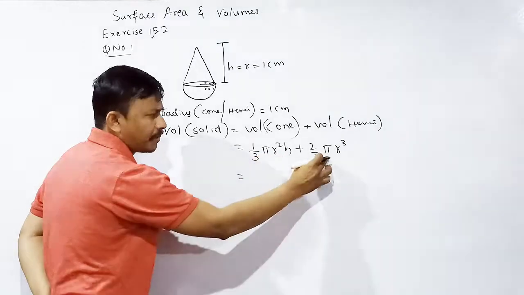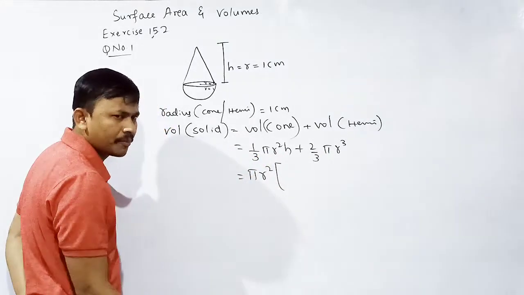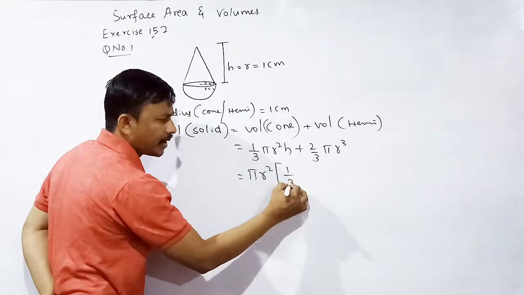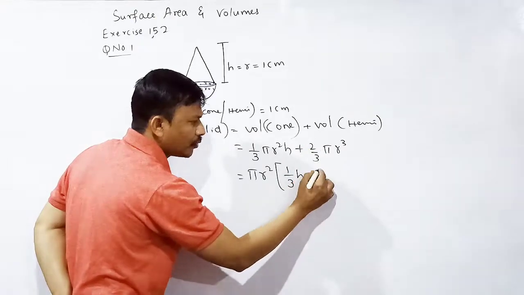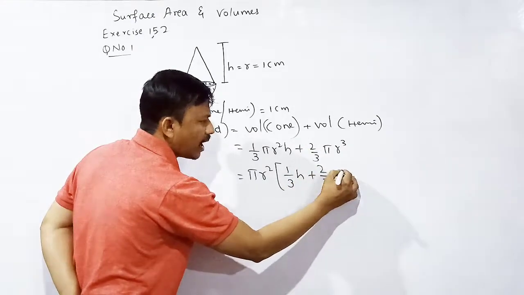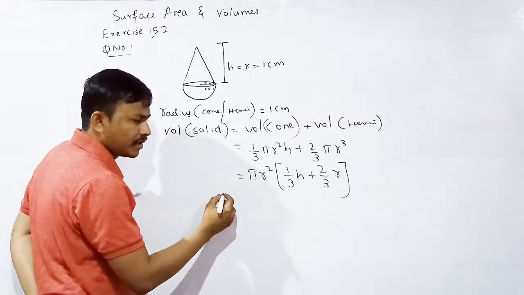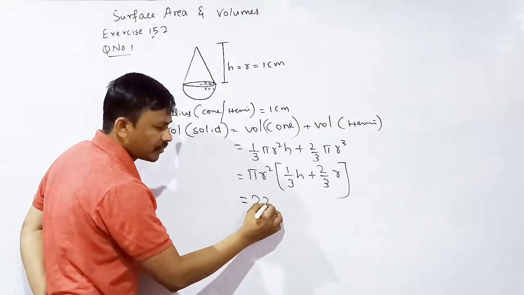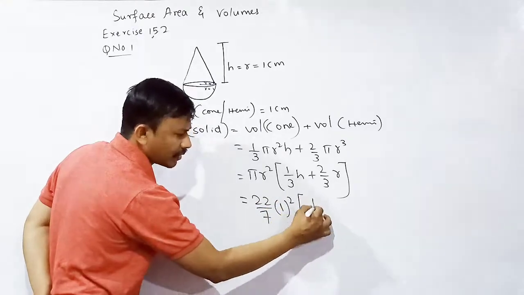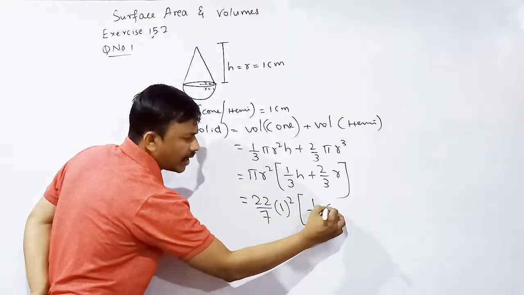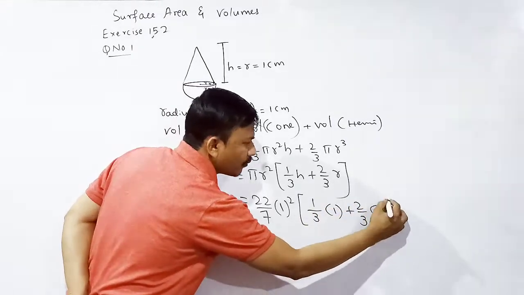Here pi r square is common. We need to take pi r square common. Therefore 1 by 3 as it is, h as it is, plus 2 by 3 as it is, r is the single value which is remaining. This is equal to, what is pi value? 22 divided by 7. What is radius value? 1. Okay. 1 by 3. What is the height value? 1. Plus 2 by 3. What is the radius? 1.